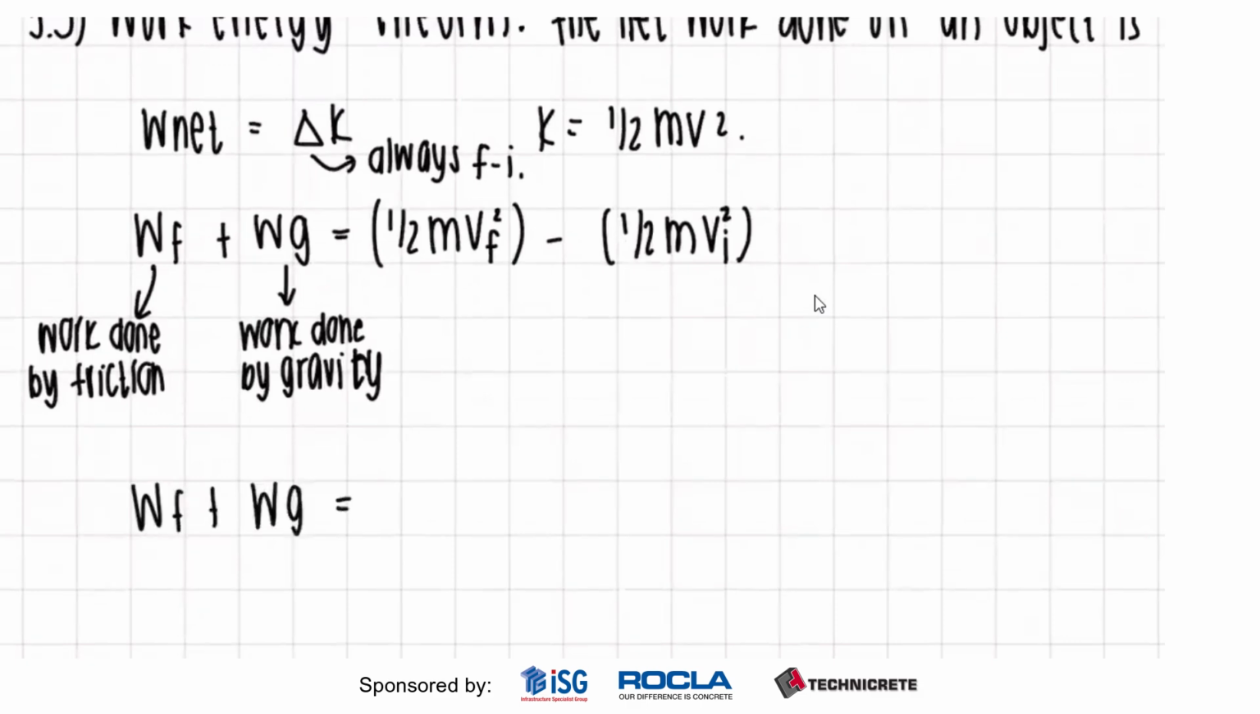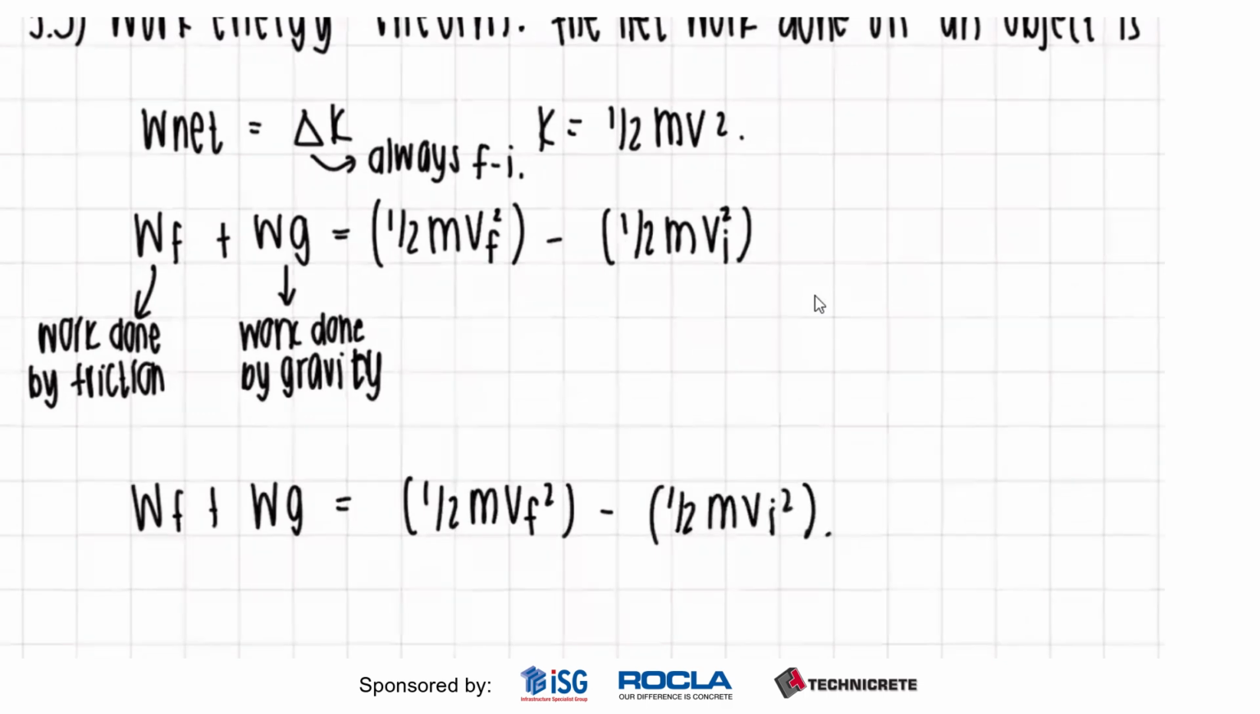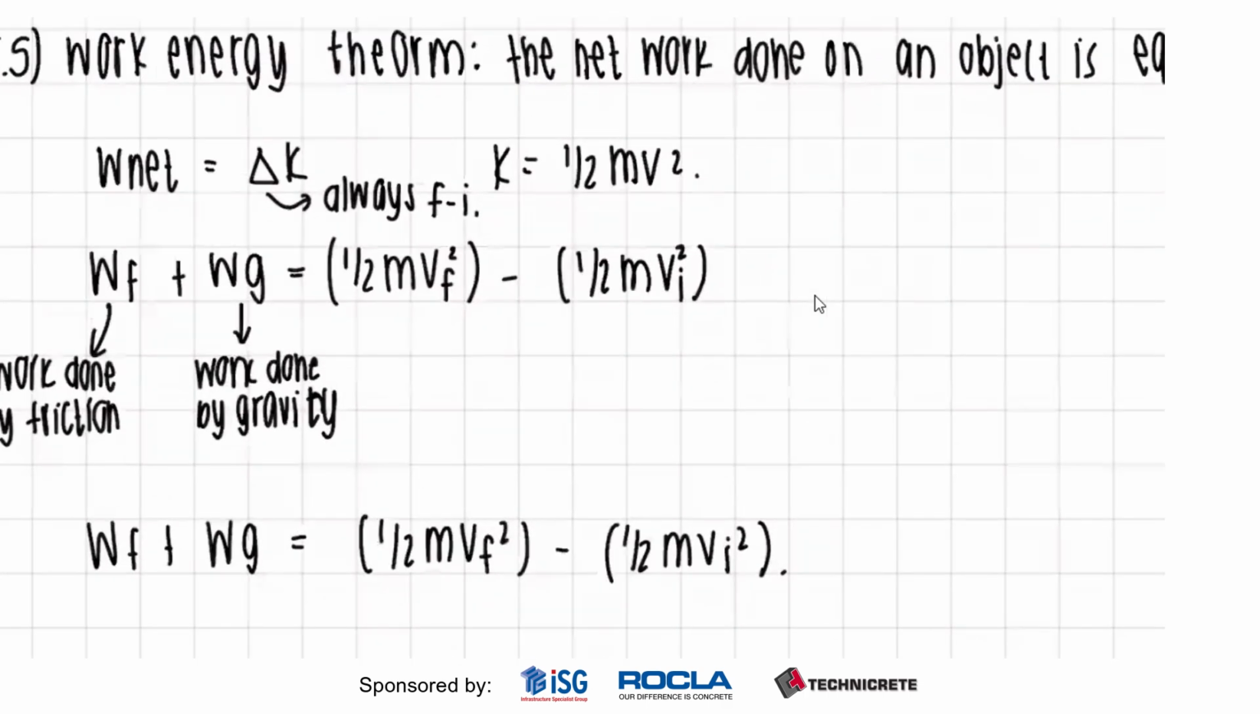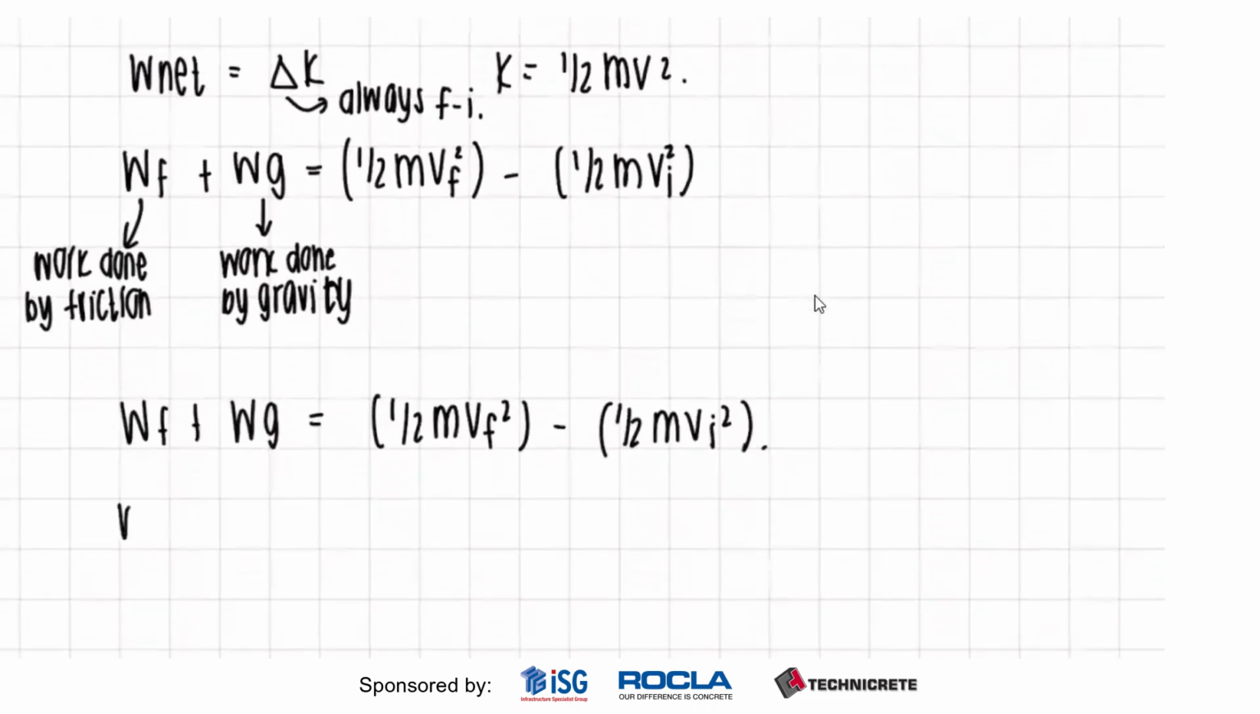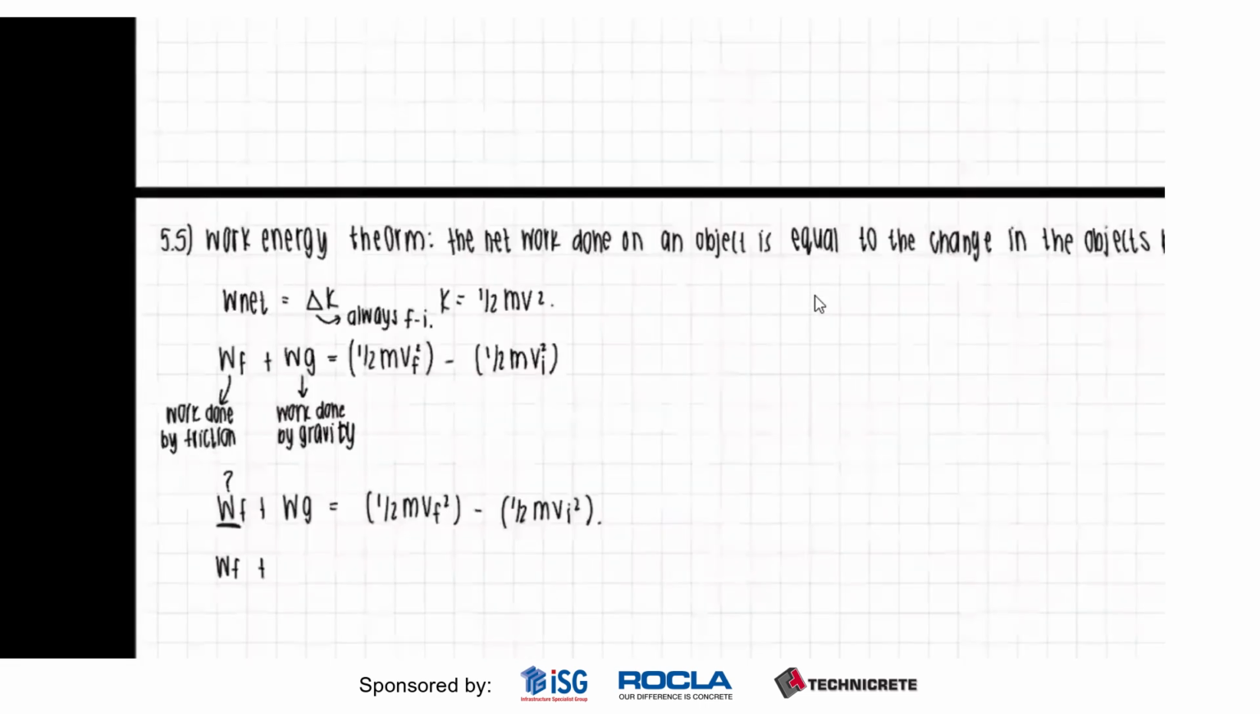Work done by friction plus work done by gravity is equal to half mv final squared minus half mv initial squared. Don't forget the squares on the top there, otherwise you're going to get it wrong. The work done by friction is what we're looking for, plus we've already worked out the work done by gravity.